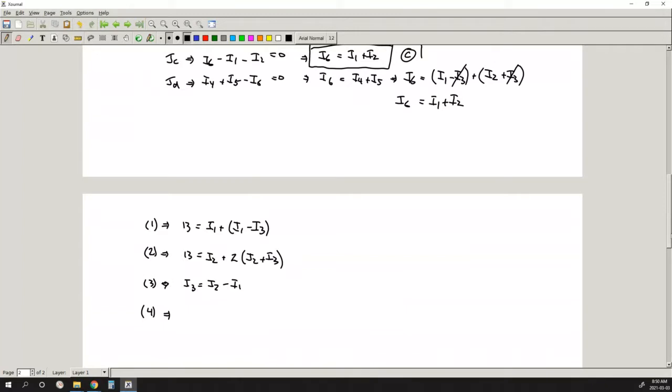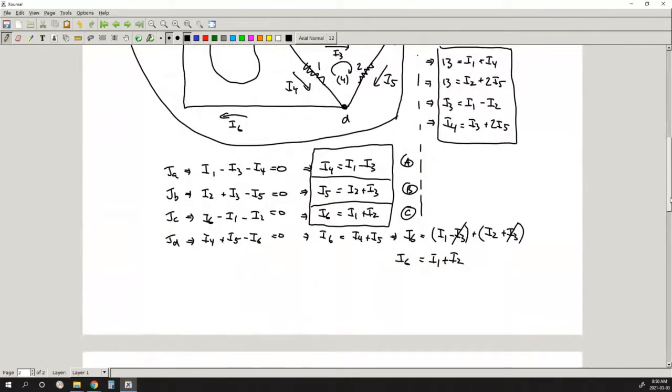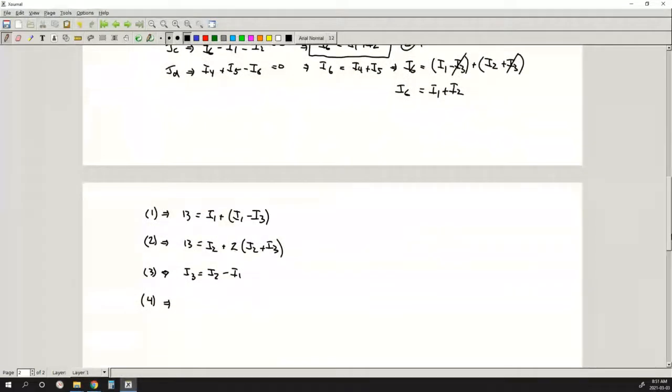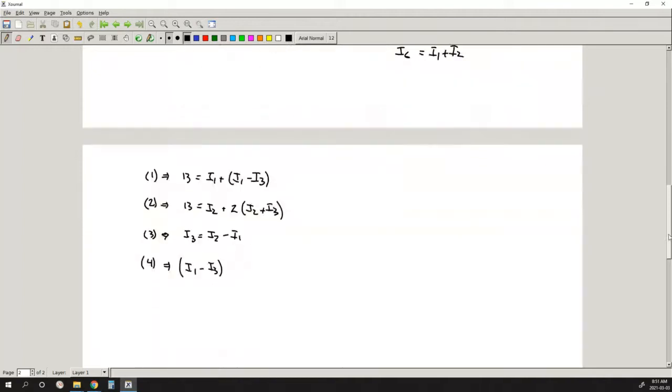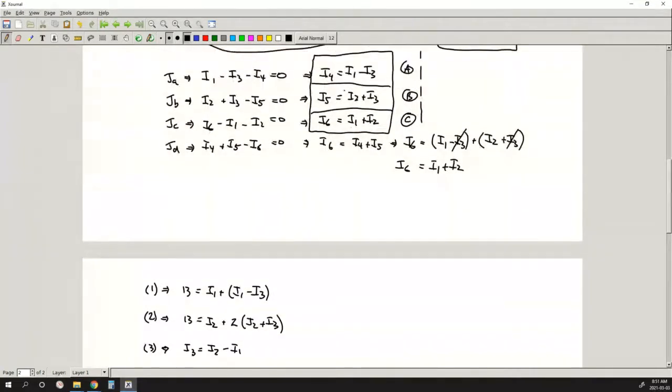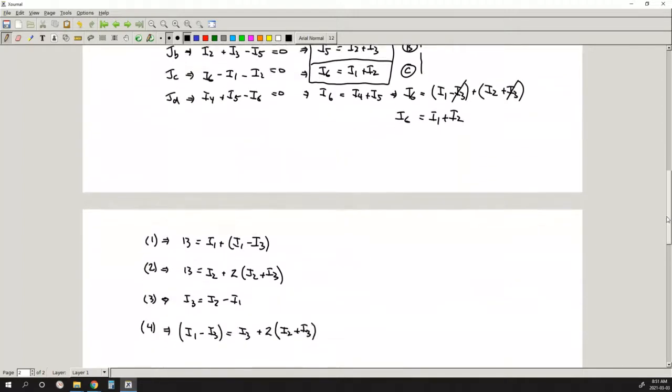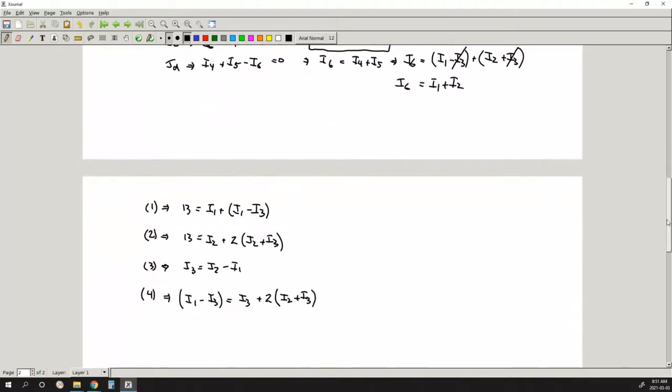For equation 4, what do we have? We have I4 is I3 plus 2 I5. So we're going to want to eliminate the I4 itself. It'll be I1 minus I3, that's our I4 from here, and that is going to be equal to I3 plus 2, and this would have been I5, but it ends up being I2 plus I3 from our I5 here. Okay. So now I'm just going to go through and clean up all of these, and we'll see that we end up with 4 equations in 3 unknowns that we can work with more easily.